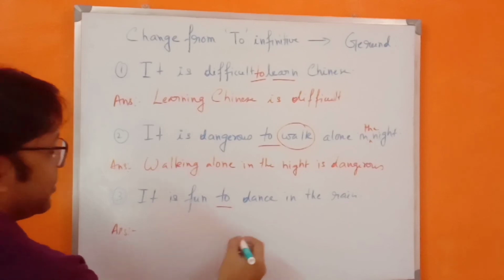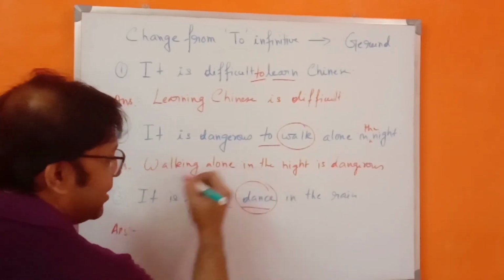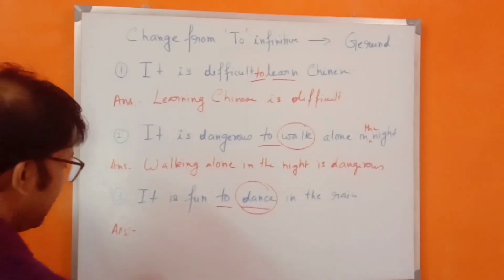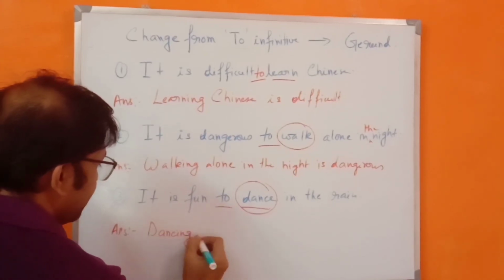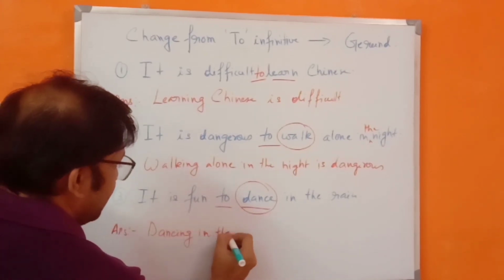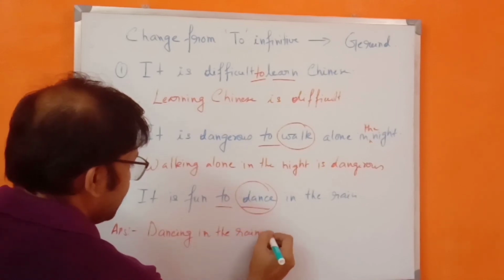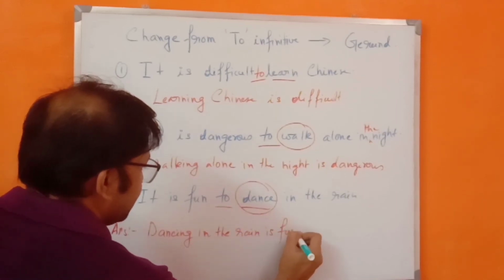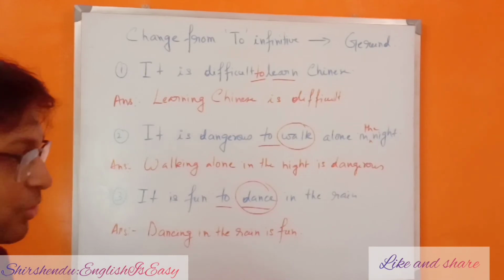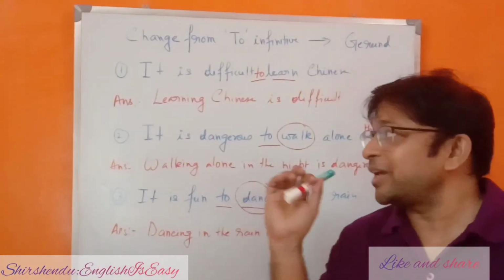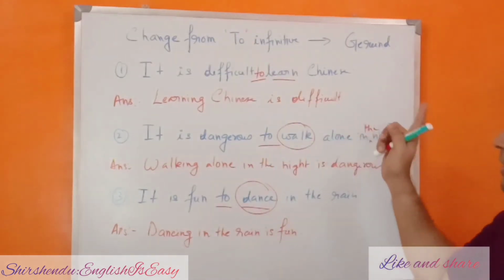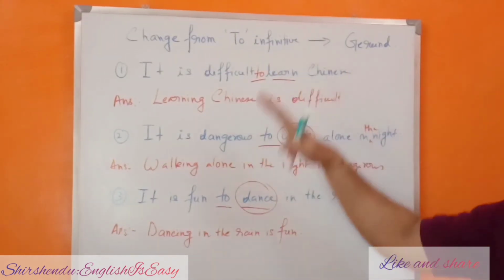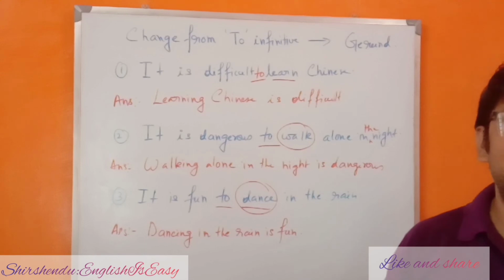So now let's make this sentence. It is fun to dance in the rain. Here dance is the main verb. So, dancing in the rain is fun. Now notice very carefully, take a screenshot, and these are the things showing how you are going to change the sentence from to infinitive to gerund. So in this way you are going to make this happen.